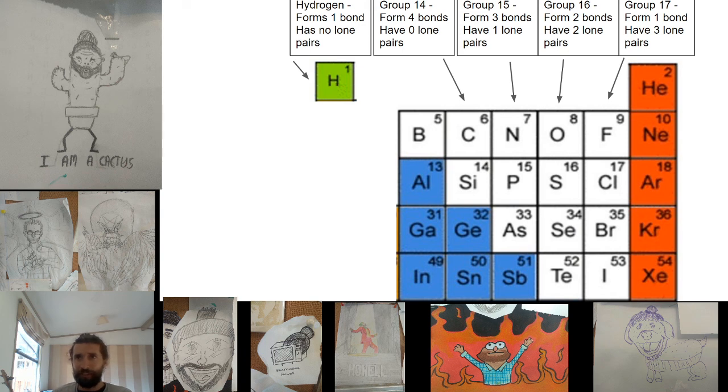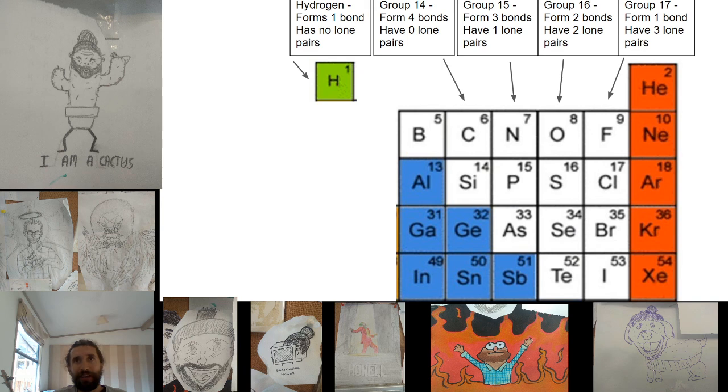Nitrogen, phosphorus, and astatine, or something like that. They form 3 bonds. They've got 5 electrons in their outer shell. They want 3 more electrons, so they're going to form 3 bonds to get them, and they'll have 1 lone pair of electrons. Carbon and silicon, they don't have any lone pairs, they just have 4 free electrons around them, so they're going to form 4 bonds, get 4 more electrons, and have a full outer shell.